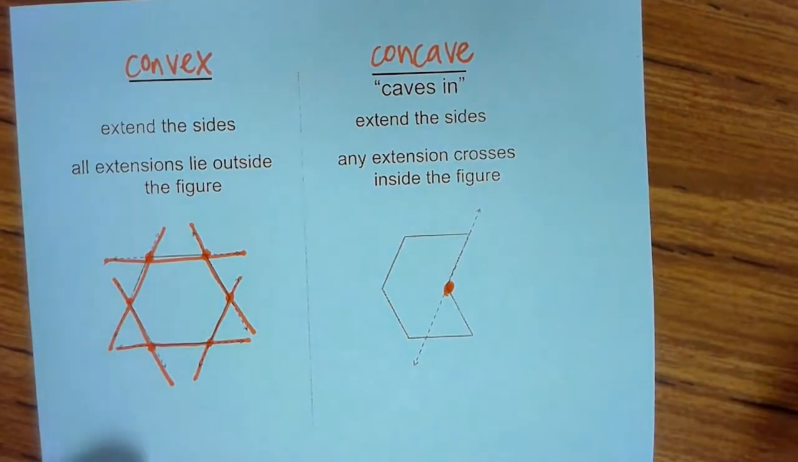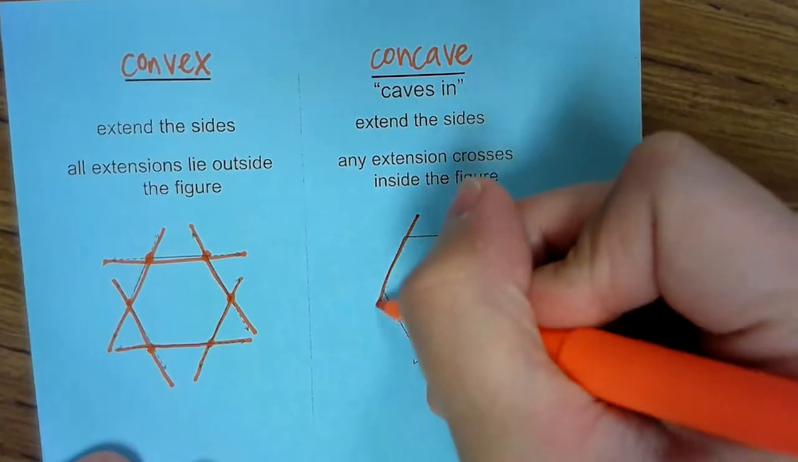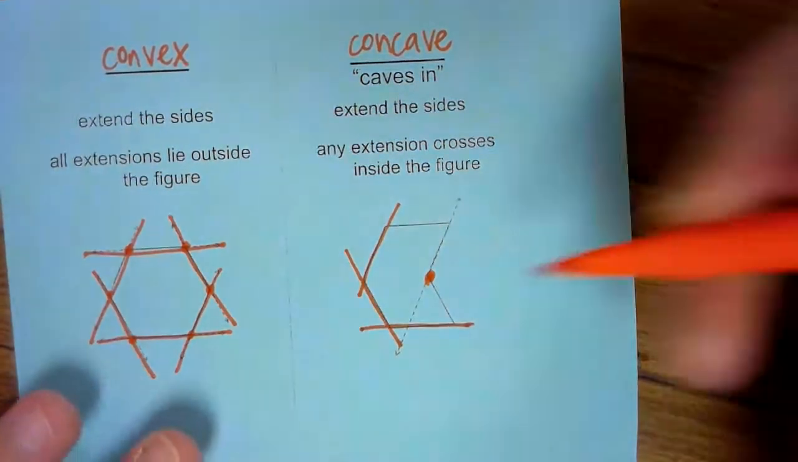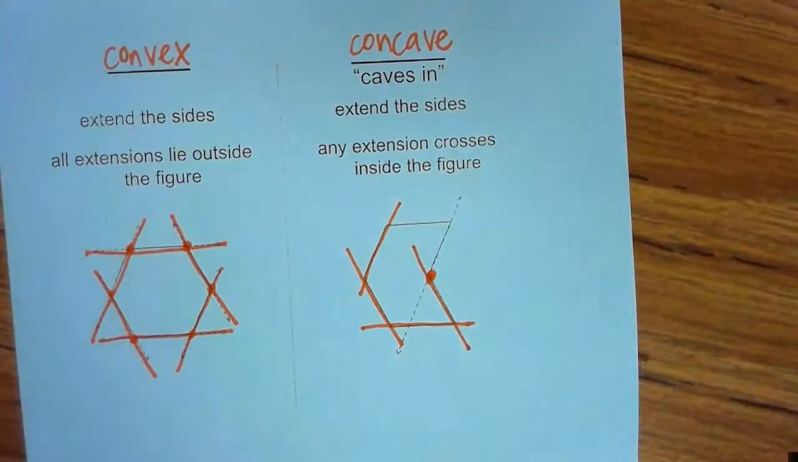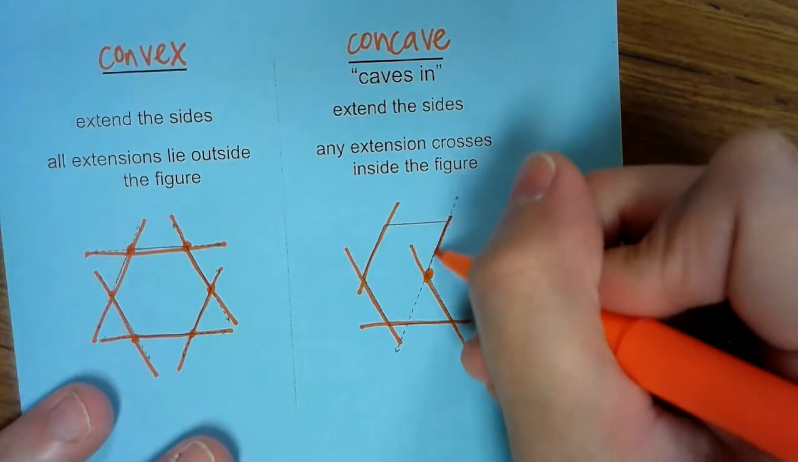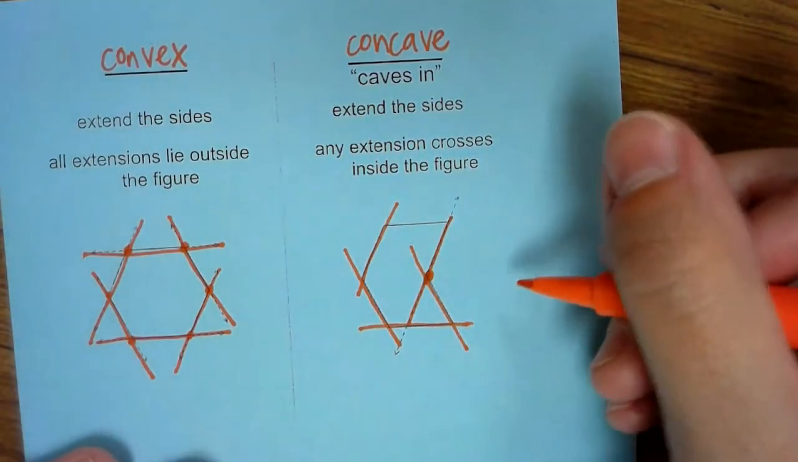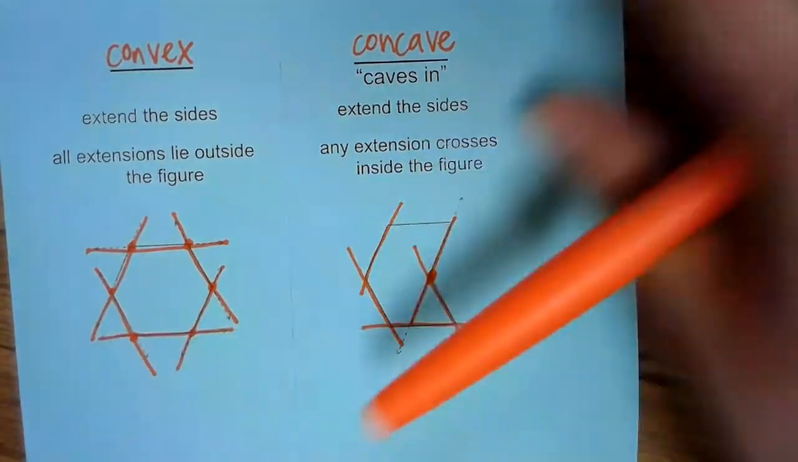So if you go around and you're not sure, is it convex, is it concave, and you start extending all of your sides, so far so good, but as soon as you get right there, wait a second, it went through the middle of my shape. I can do it again right here. Wait a second, it did it again. Okay, so this is concave, this is convex.